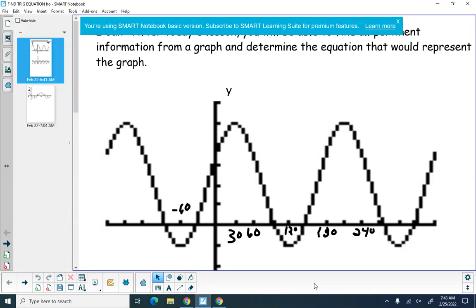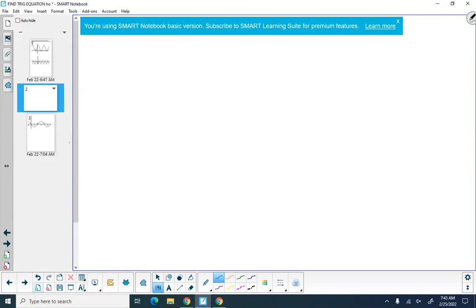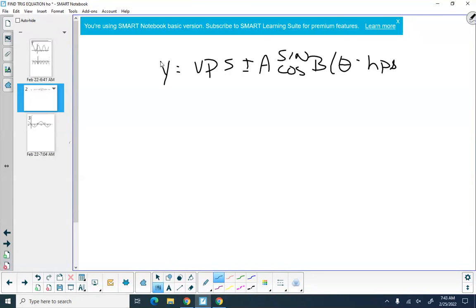We've been working with graphs for a few days now. When dealing with graphs, we have a general equation: y equals our vertical phase shift plus or minus our amplitude, sine or cosine, b, theta minus a horizontal phase shift.